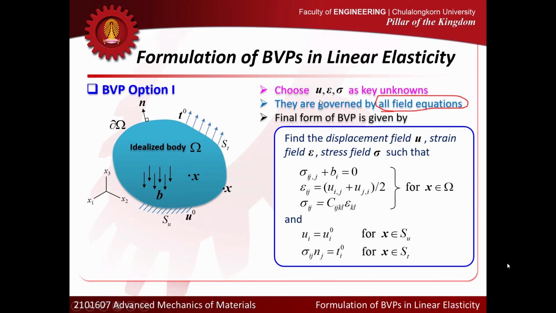So we use all our quantities, displacement, strain, and stress, as the primary unknowns. Okay, this is one option that you can do. You can always formulate the problem in this way. So this is what I got here. We call it the boundary value problem of this body.